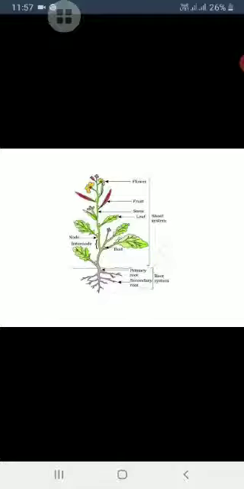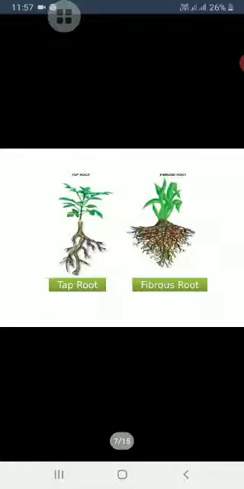A plant will have a main root from which a number of branch roots arise. The main root is known as the taproot. The branches that arise from the main root are known as the lateral roots. Pea, tulsi, radish, carrot, and turnip are examples of plants that have taproots.